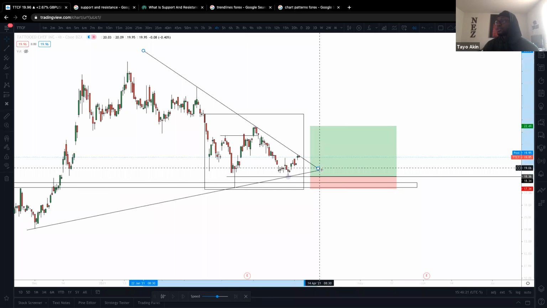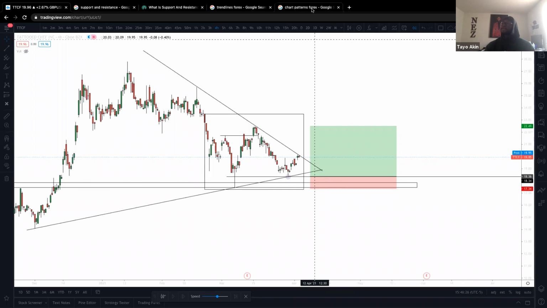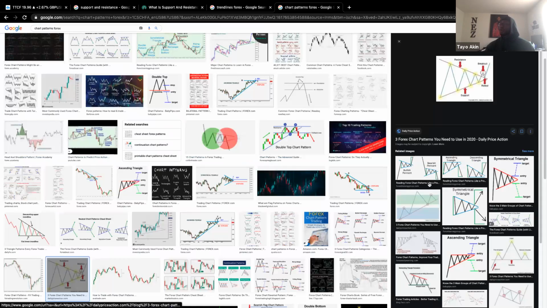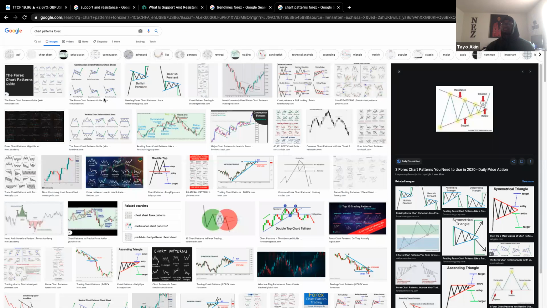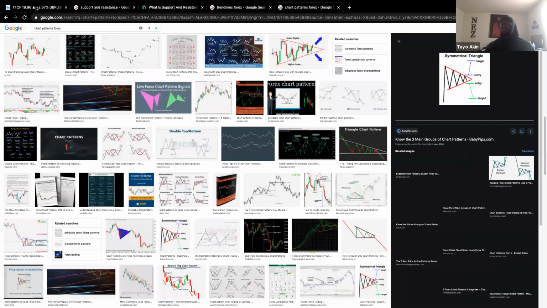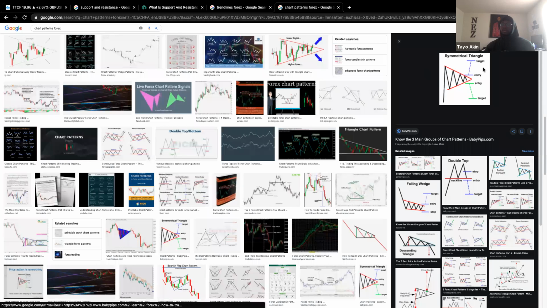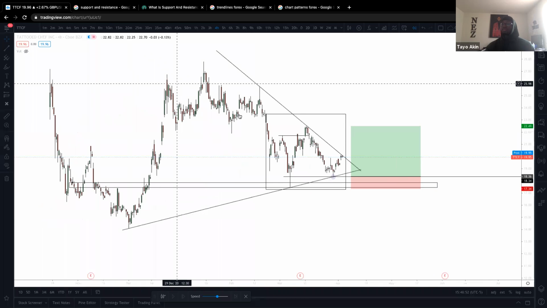Let me see if I can find that chart pattern for y'all. This is what it is. It's not a solid example, but this is a basic bilateral pattern, meaning you can go both ways. So technically, price is just in a wedge.